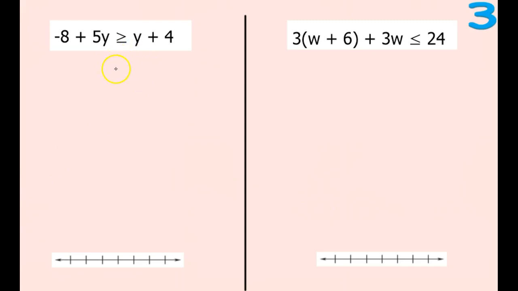Here we have another two-step problem, or multi-step problem. We have variables on both sides, a variable here and a variable here. What we need is a variable side and a constant side. So we need to move all our variables over to the variable side. So we subtract y and subtract y.